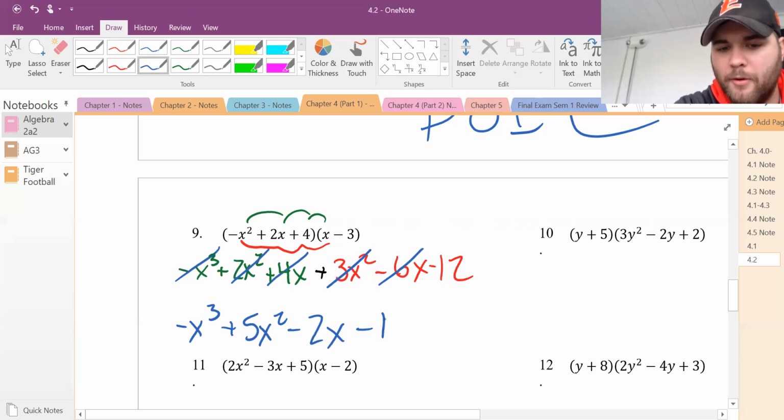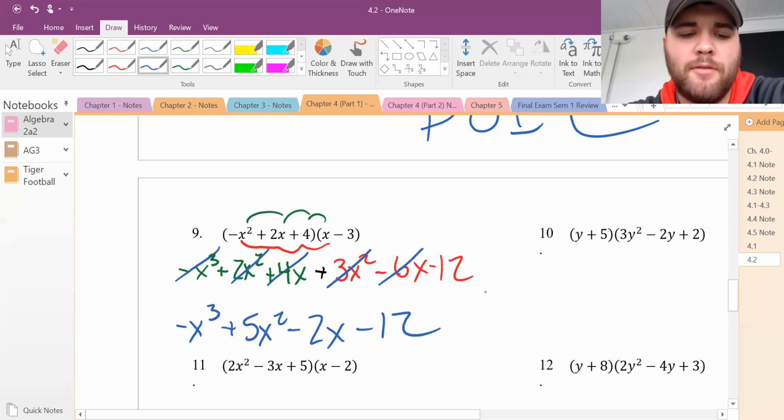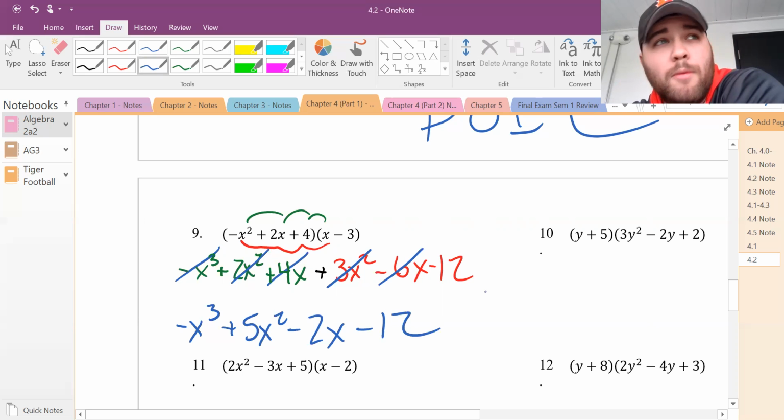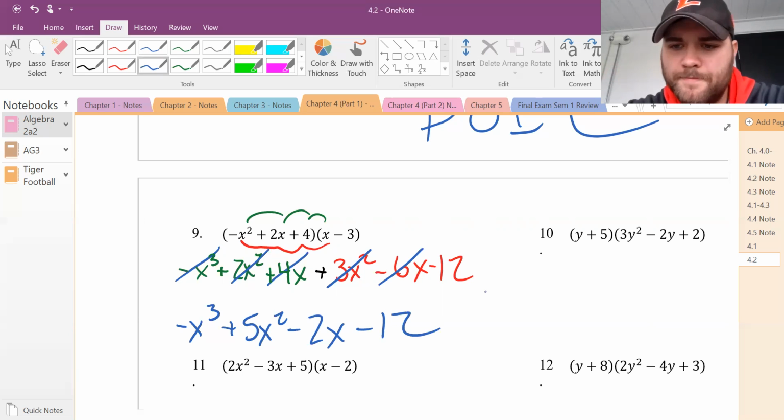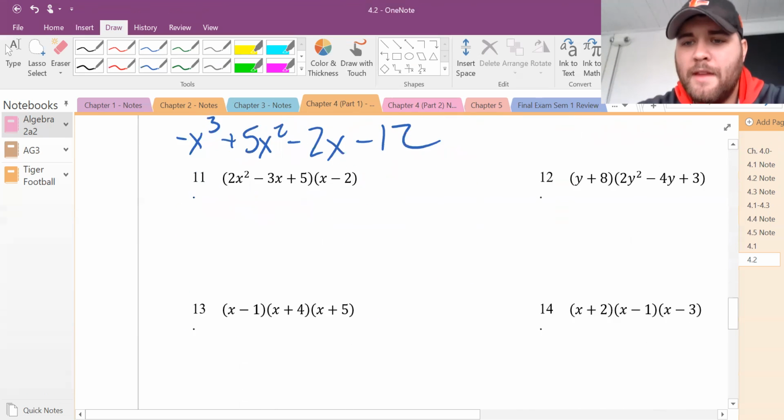Okay, and then we don't have another whole number, so we just bring down the -12, and we're done. Is that in standard form? It is, right? My highest power is 3, it's in the farthest left, and it decreases as we go right. Okay? Now let's look at 10.